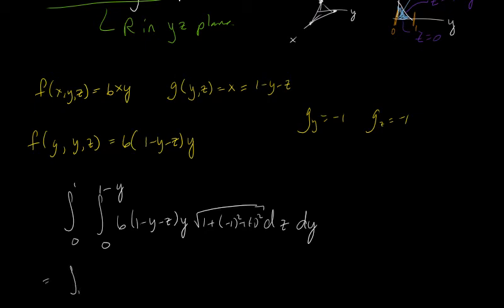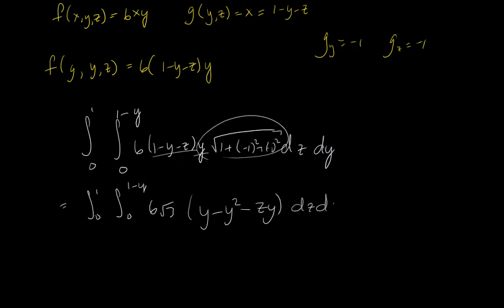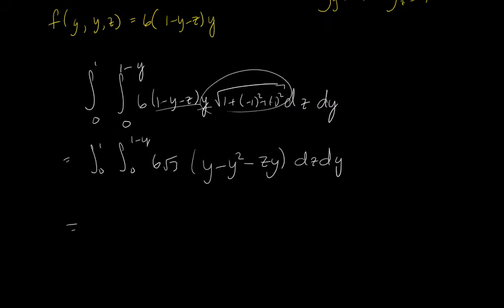So this is going to be our integral from 0 to 1, integral from 0 to 1 minus y of, so we've got 6, this evaluates to be the square root of 3, times 1 minus y minus z times y is equal to y minus y squared minus z times y, and then that's integrated with respect to z and then y. So just to simplify it, make it really clean and pretty, I'm going to pull the constants out.